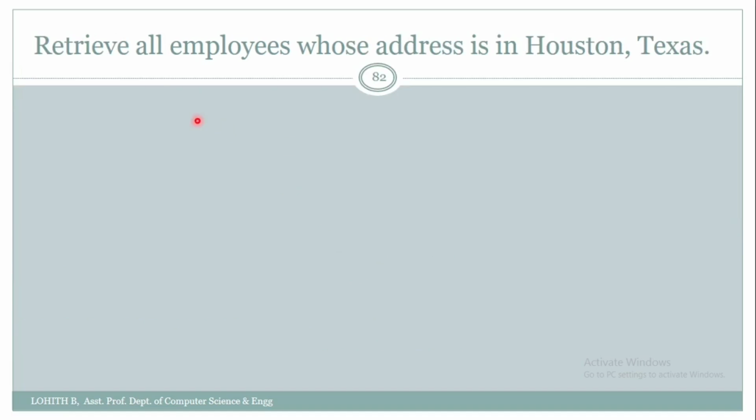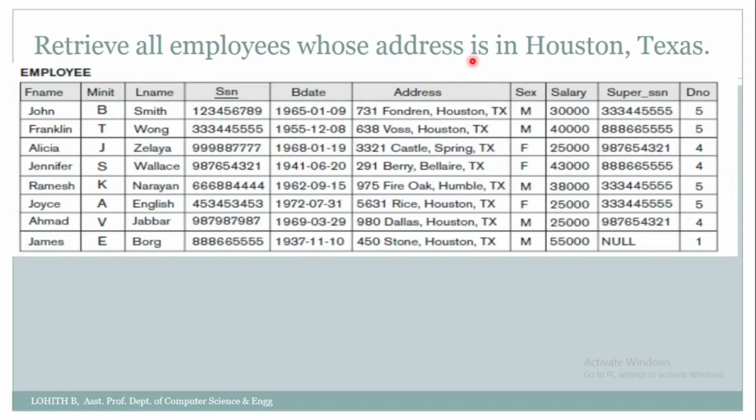Now retrieve all employees whose address is in Houston, Texas. As you can see, the address column is over here. I just want to retrieve those employees whose address is in Houston, Texas. Now as you can see here, in Houston, there are n number of characters or words before Houston and n number of characters after Houston.